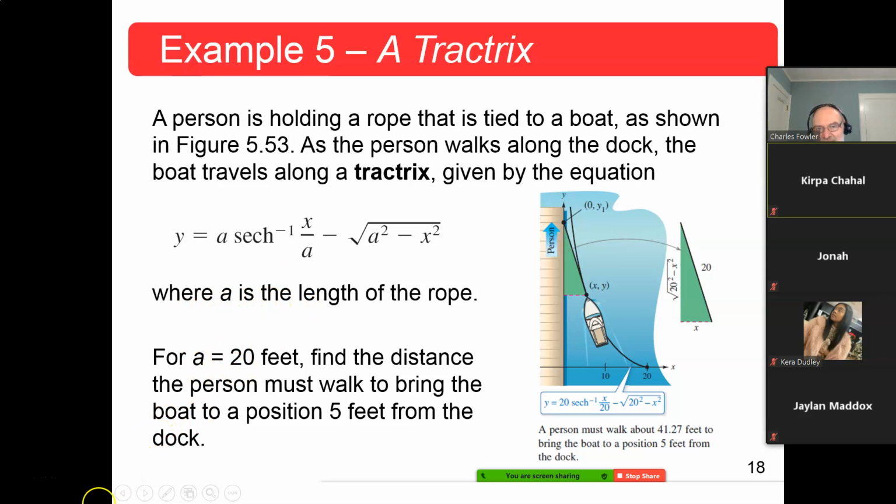Where A is the length of the rope, X is your variable, how far from the dock the boat is, basically. For A equal to 20 feet, that's where it started.